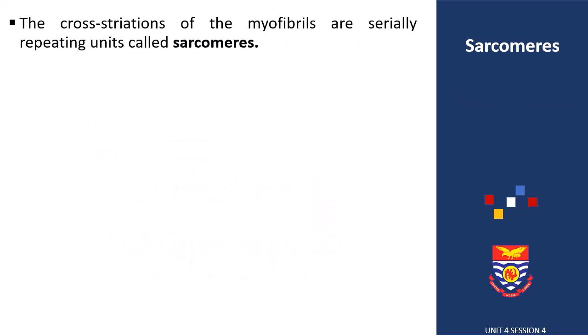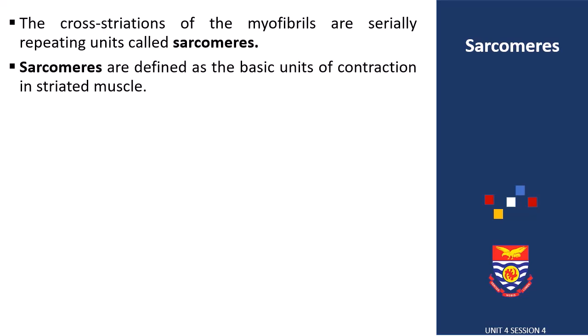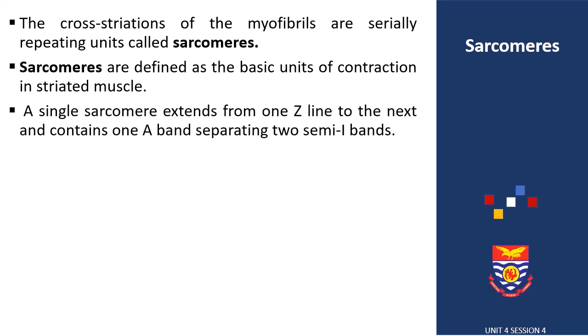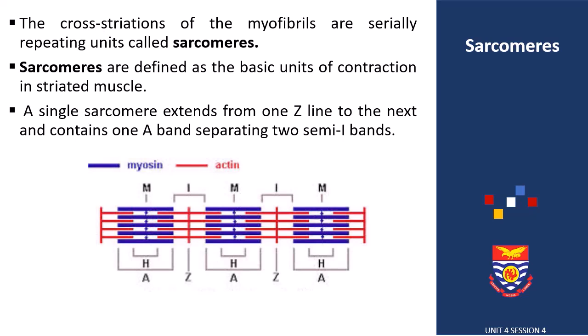The cross striations of the myofibrils are serially repeating units, and these are referred to as the sarcomeres. And the sarcomere is considered to be the basic unit of contraction in striated muscles. So a single sarcomere extends from one Z line to the next Z line, and it contains one A band separating two semi-I bands. And as shown in the diagram, each sarcomere contains two half I bands, one at each end. Because a single I band straddles the Z line, it forms part of two adjacent sarcomeres. The myofibril is composed of a series of sarcomeres consisting of interdigitating thin filaments and thick filaments.